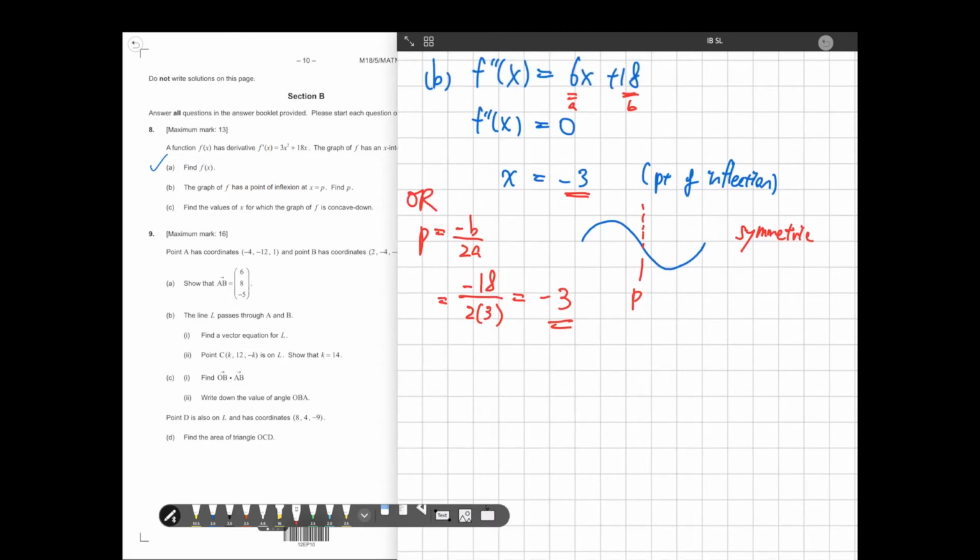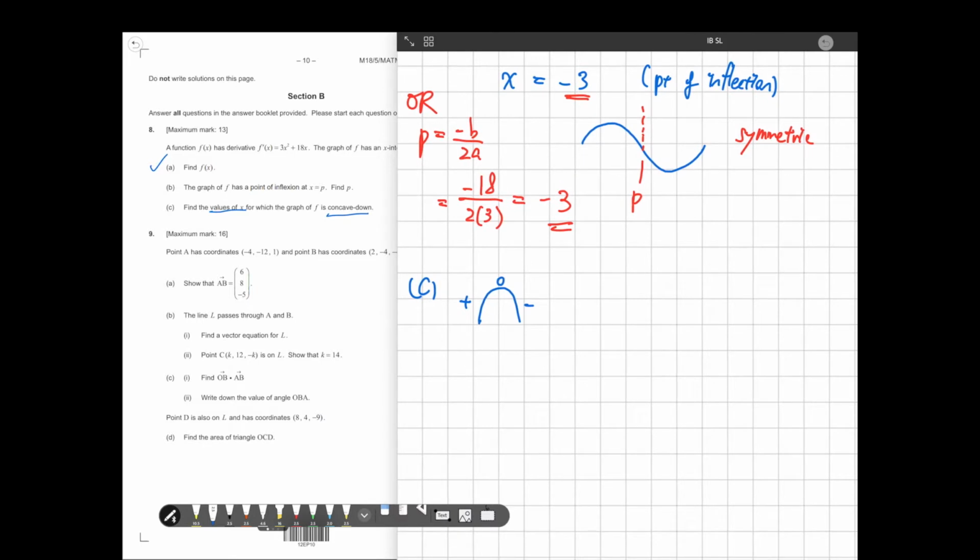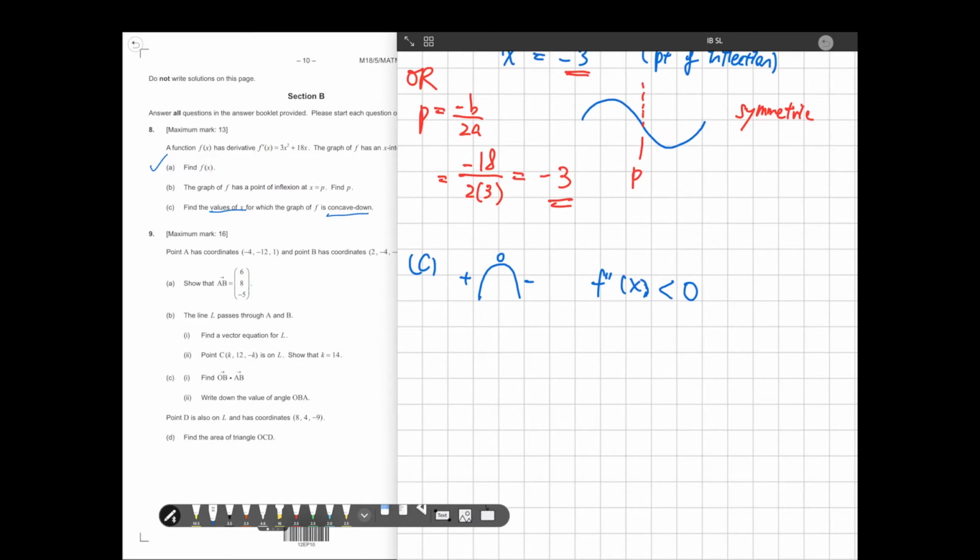So I put an "or" here, and then for part C, this is to find the values of x when it is concave down. So when it's concave down, the graph looks like this. That is positive, 0, negative. So it has to change the slope. So f double prime x has to be negative.